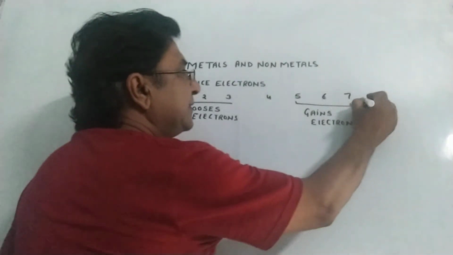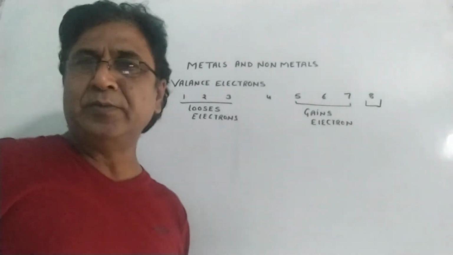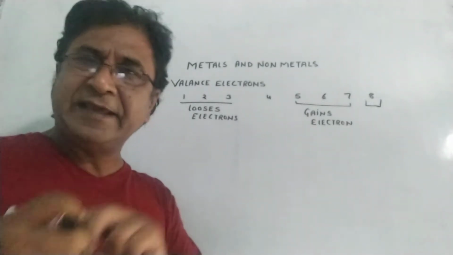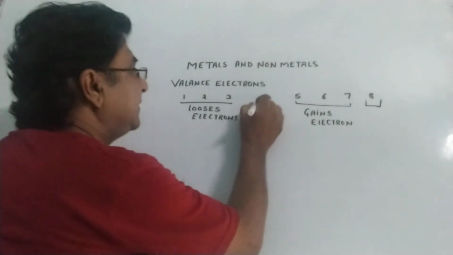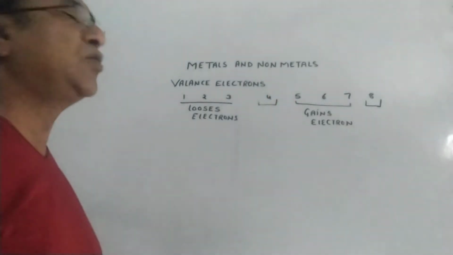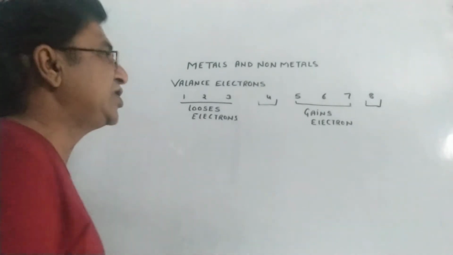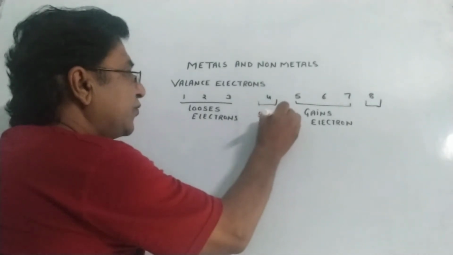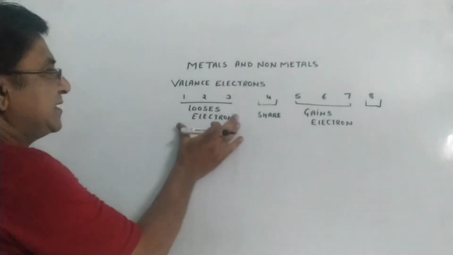Now, the atom of the element which already has 8, these are called noble gases or inert gases. They don't lose, they don't gain, so they are inert. Fourth one, the elements which have 4 electrons in the outermost shell neither gain nor lose. They rather share the electrons to form covalent bonds. Right? Now let's come to this part.